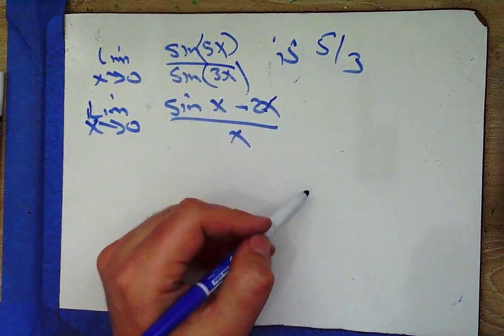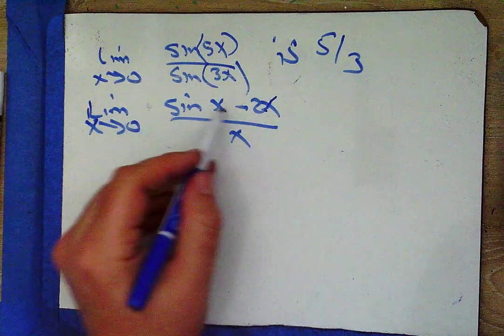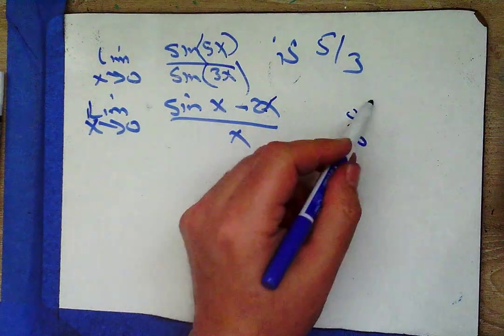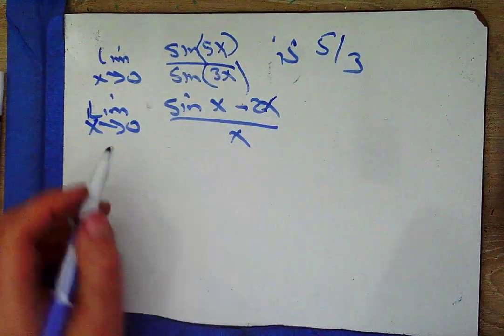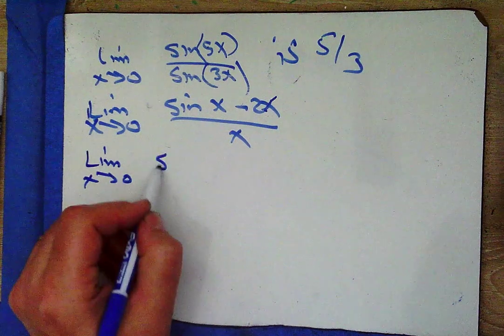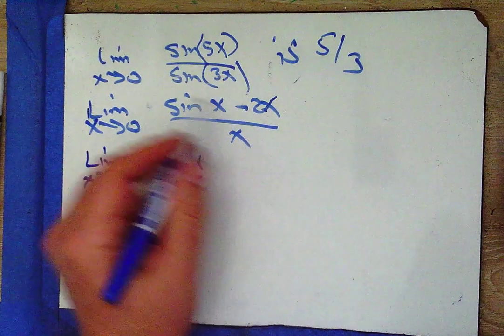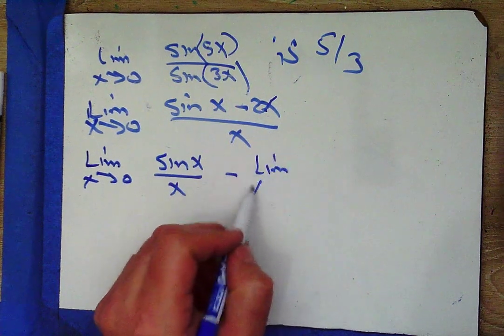So did you try, welcome back by the way, did you try plugging in the 0 and getting that 0 over 0 indeterminate form? Yeah, me too. So instead, what I'm going to do is use my algebra skills to rewrite this, to split this fraction up into two pieces.